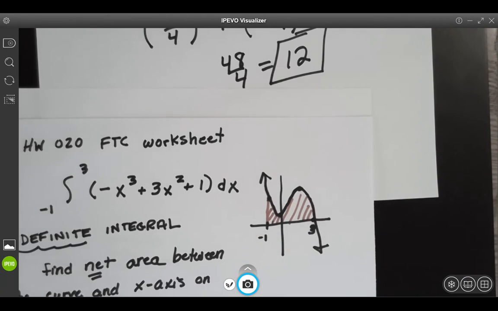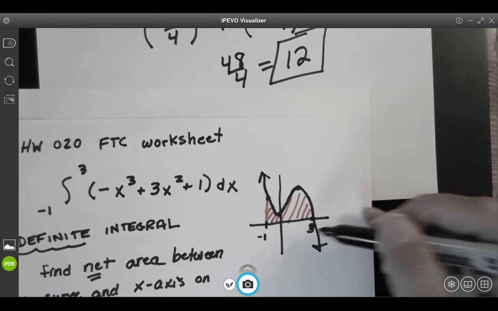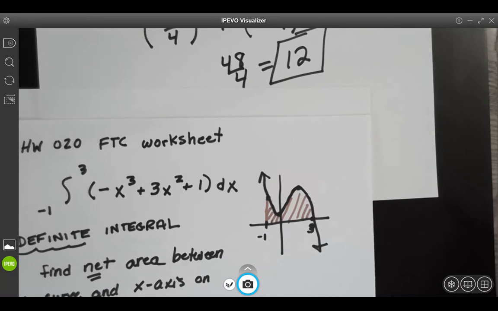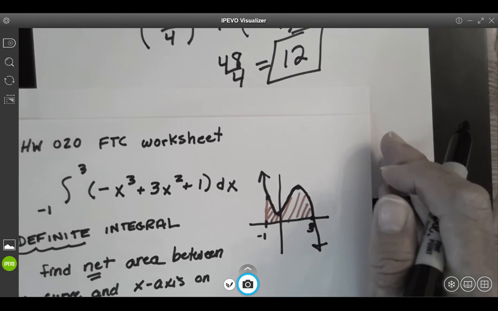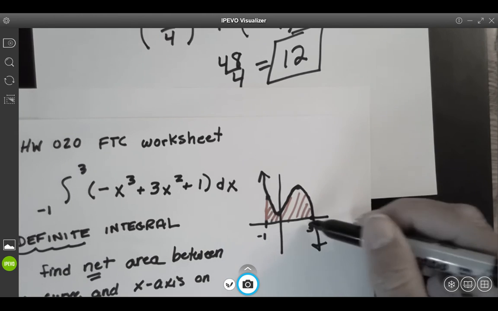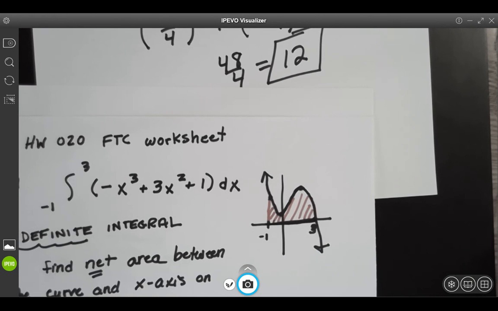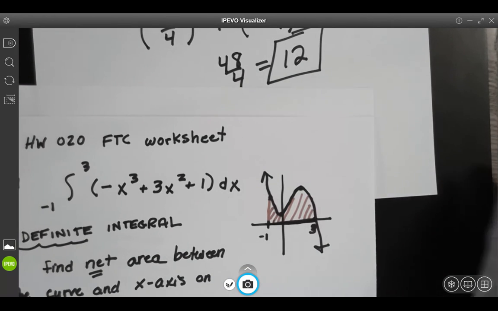And without calculus, there was no way we could find that exact area. That is not a shape that we know from geometry. It's not a circle or a half circle or anything. We don't have a formula for that. But using the fundamental theorem of calculus, we get that the area between this curve and the x-axis, that net area, is exactly 12.